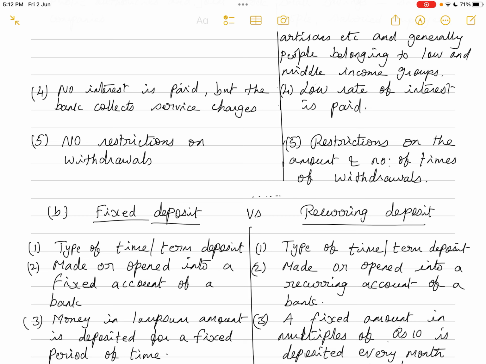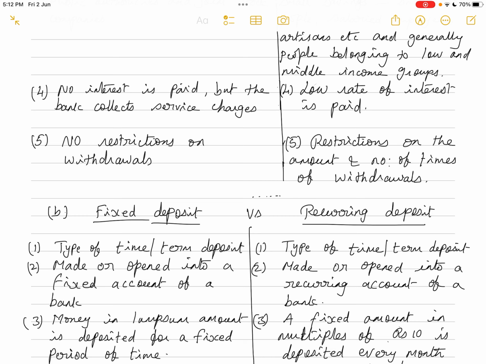Whereas as far as the savings account is concerned, the bank imposes certain restrictions on the amount and number of times of withdrawal, that is, how much amount can be withdrawn. A certain minimum balance should be maintained in the account, and the number of times the customer can withdraw may be once a week or once in 2 weeks or something like that. Some kind of restrictions are imposed on the amount and number of times the customer can withdraw money from the savings account. So these are the differences between the current account and the savings account.